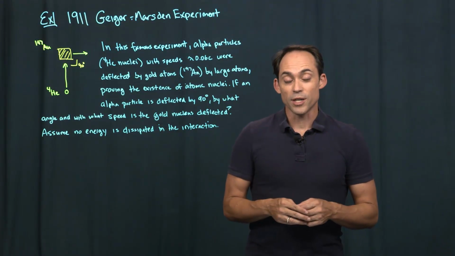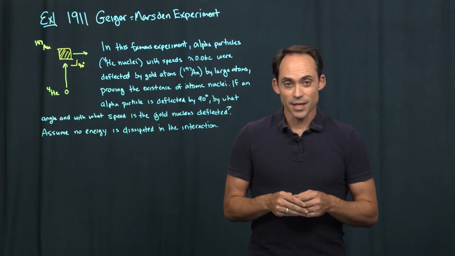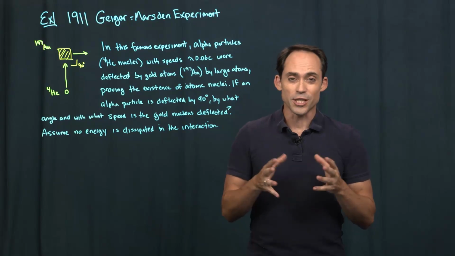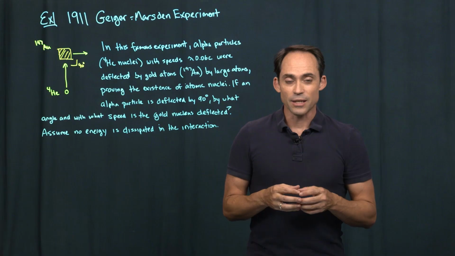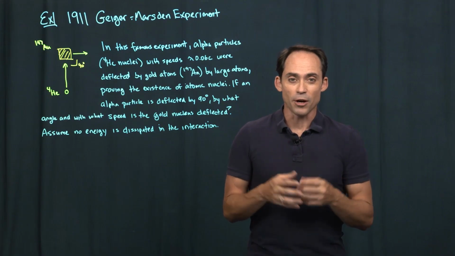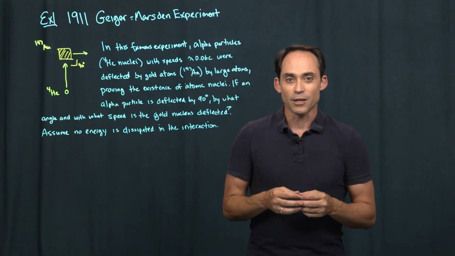For our first example, we're going to take a look at a famous experiment, the 1911 Geiger-Marsden experiment, in which alpha particles, which are essentially helium nuclei, were shot at a target of gold atoms. And the idea was that these alpha particles would be small enough that they would pass right through the gold foil and be measured as a deflection on the other side.